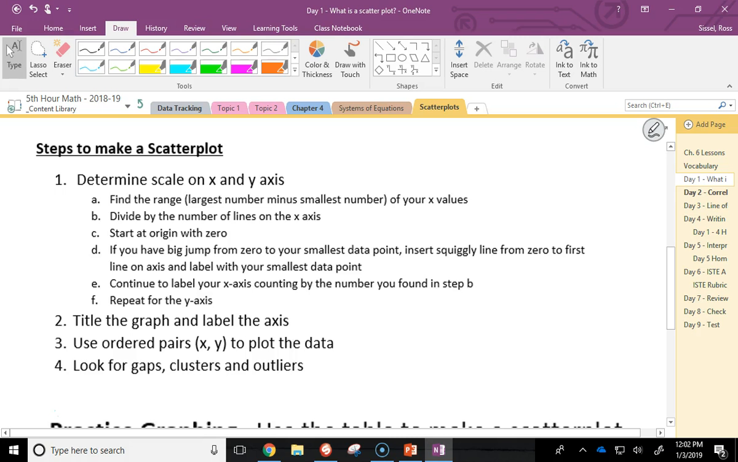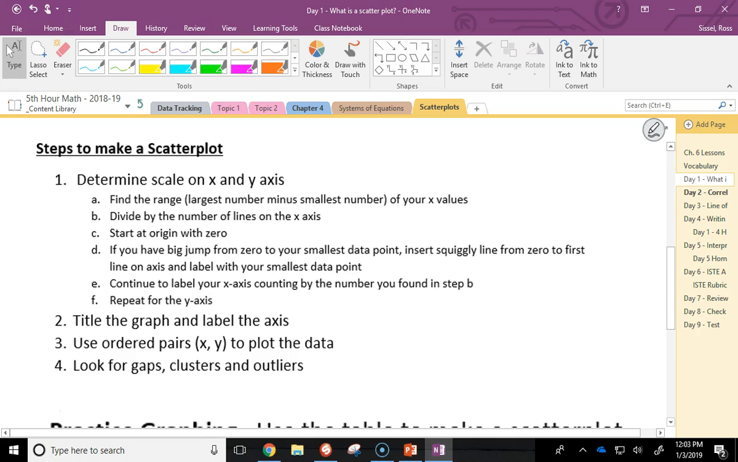The 3 steps are we need to determine the scale for the x and y axis on our graph. We have to decide, remember, scale means what numbers. Does it go up by 2s? Does it go up by 5s? Does it go up by 1s? We need to title the graph and label the axis. And then the last one, we use ordered pairs to plot the data.